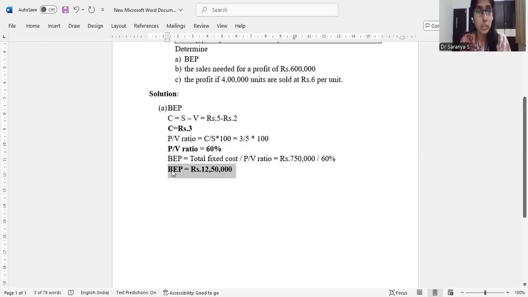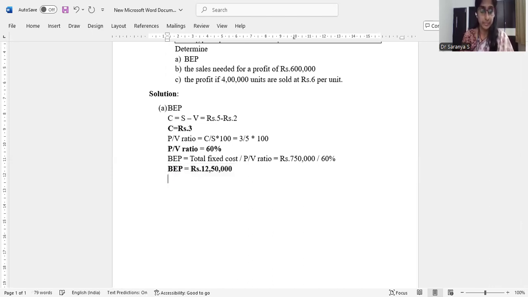They've asked us to find out three things. The first one is BEP. To find out the BEP, we need the PV ratio. To find out the PV ratio, the first step is to find out the contribution. First find out the contribution, then the PV ratio, so that we'll be able to find out the BEP.